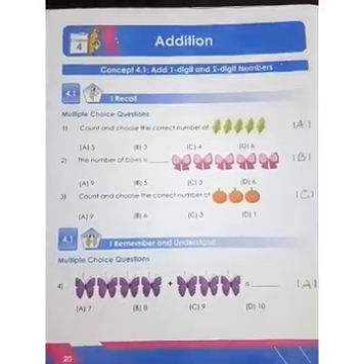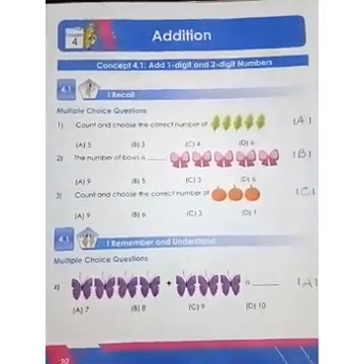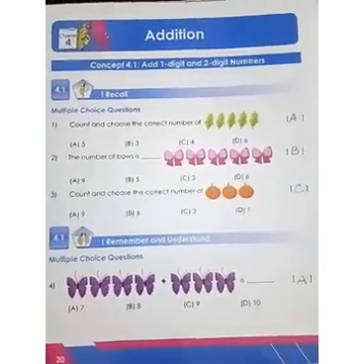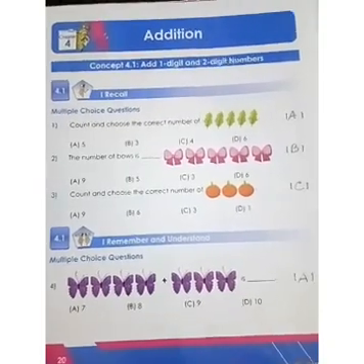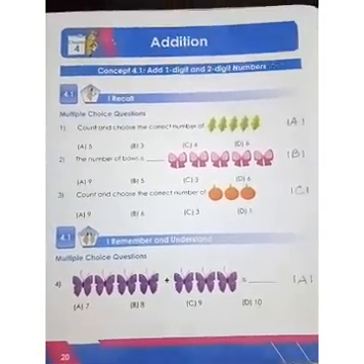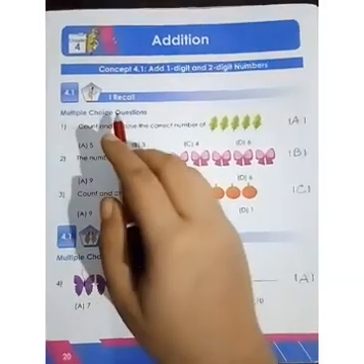So children, this is the workbook for the chapter addition. Okay, so in the exam, both the textbook and the workbook questions are important. So it is required for the unit test. So let us do the questions. What is the first question given here?